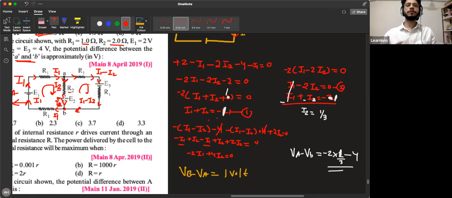Okay, so we'll stop here. You can just check the value of VA minus VB. Sir, in the second loop, in the first step, why is there 2I2 at the end? This is R2, it's 2 ohm, and the current passing through this is I2.